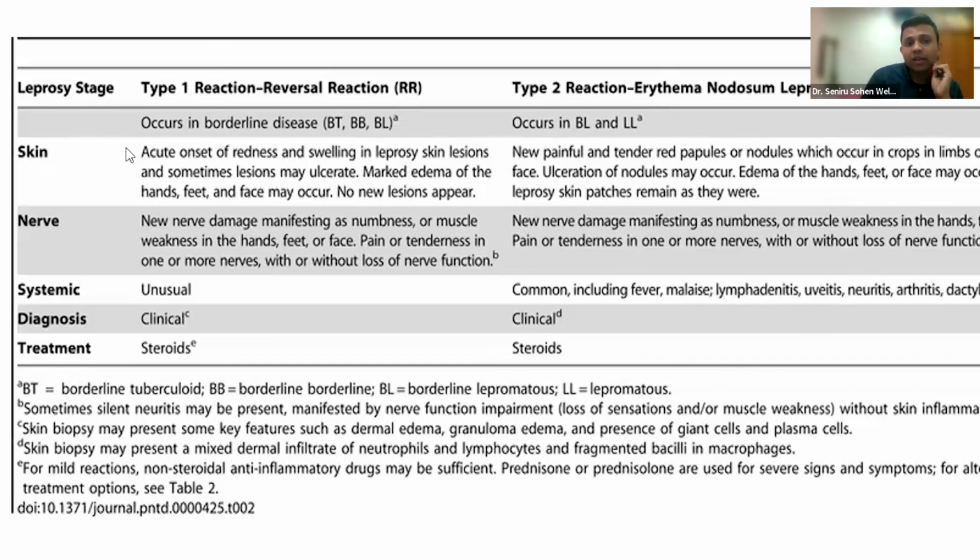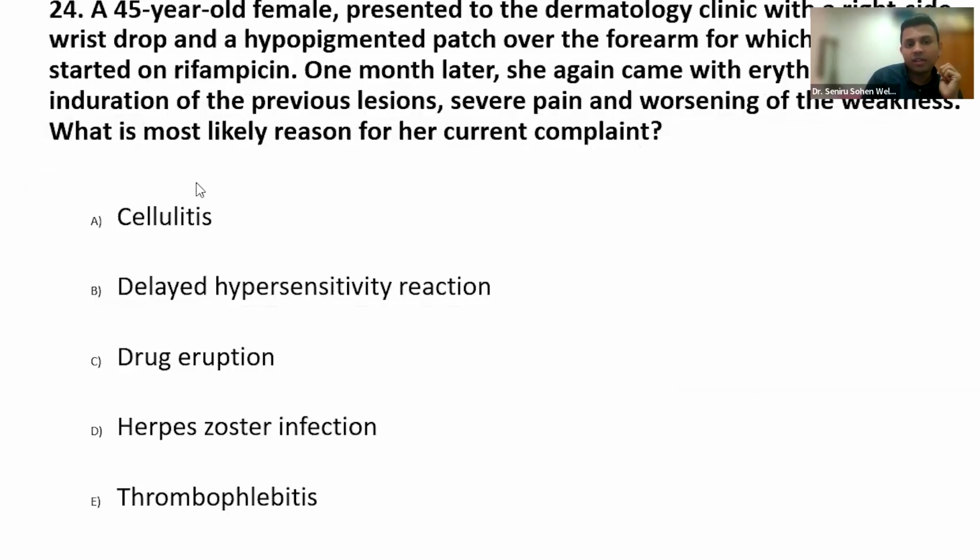Type 1 would be a type 4 hypersensitivity reaction, or a delayed type hypersensitivity reaction, according to the Gell and Coombs classification you learned in your immunology. And type 2 is an immune complex mediated reaction, so it's termed a type 3 Gell and Coombs hypersensitivity reaction. So type 1 is a type 4 reaction, type 2 is a type 3 reaction. The correct answer here would be a type 4 or delayed hypersensitivity reaction, that is a type 1 lepra reaction.